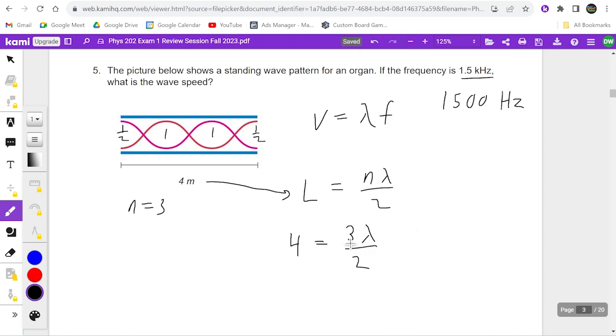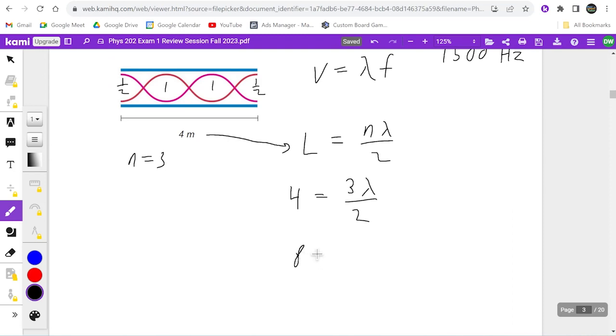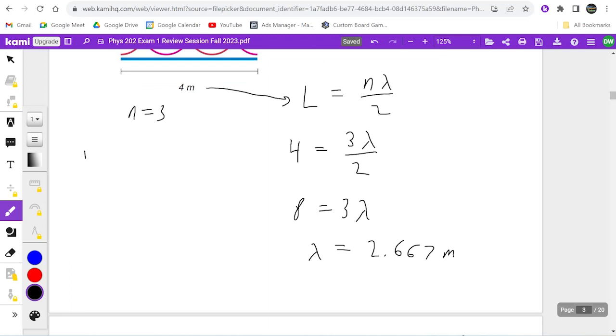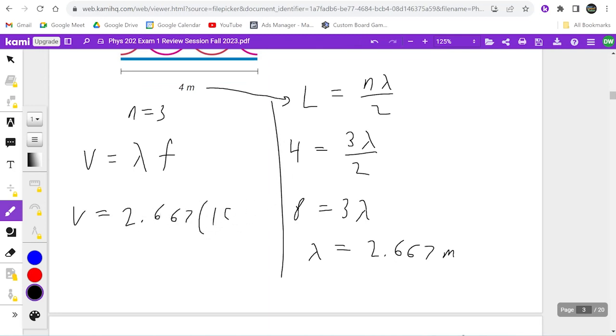So to solve for lambda, I first multiply both sides by 2. 8 equals 3 lambda. And then I divide by 3. Lambda is going to equal 2.667 meters. And of course, that's not the final answer, because I still need to plug it into this equation. V equals lambda times the frequency. So that means V equals 2.667 times the frequency, which we said was 1,500. And that's going to give me a final speed of about 4,000 meters per second.